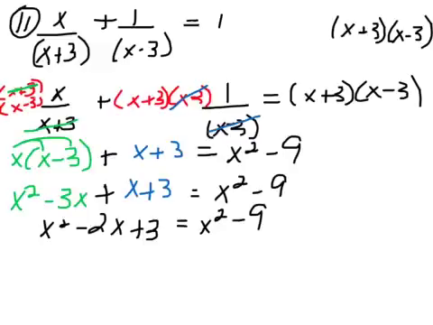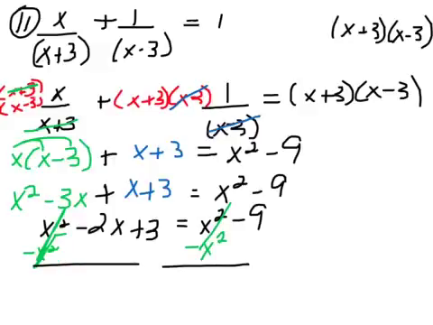Now, since we got squares, you might think, let's start moving all the terms to one side. And if you do that, what you're going to notice is your x squareds are going to cancel out on both sides. So we really don't need to move everything to one side. Okay. So what we have now is minus 2x plus 3 is equal to negative 9.